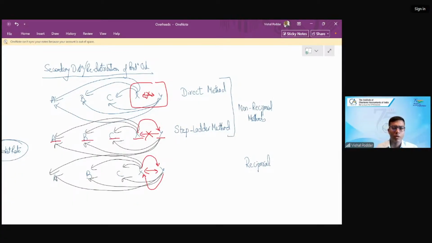And then the next category is reciprocal. Under reciprocal, what is happening? Why is it reciprocal? Because both are providing services to one another. Hence, it is reciprocal. Under reciprocal, you are given two choices. First is the repeated distribution method, also called the trial and error method. Second, you have the simultaneous equation method.